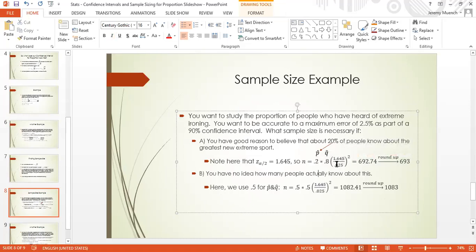If you're not doing it in one line, if you're choosing to do this by order of operations, do this part first, then square it, then multiply by 0.2 and 0.8. That is the only way that's going to work, because order of operations is a thing. Or I guess you could say 0.2 times 0.8 times 1.645 times 1.645 divided by 0.025 divided by 0.025. That works, but it seems unnecessary. So anyway, moving on.